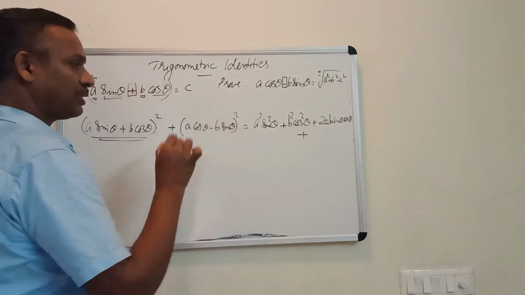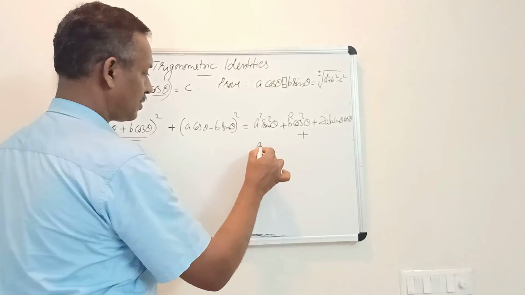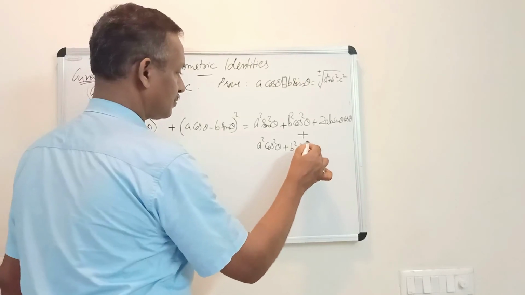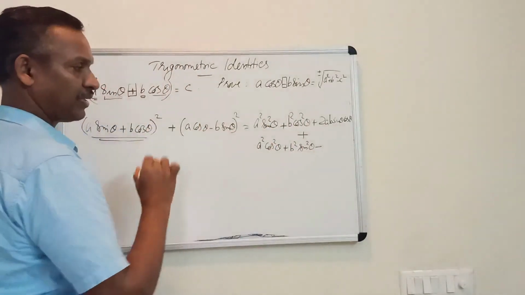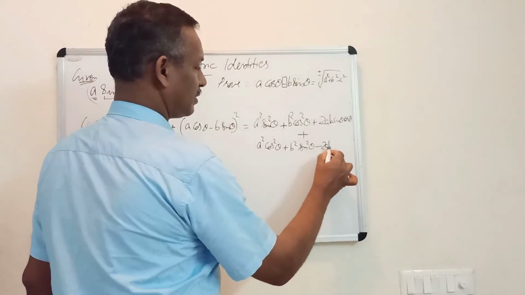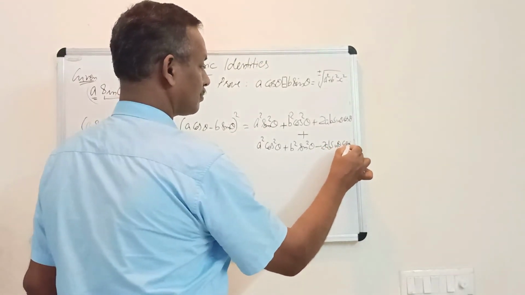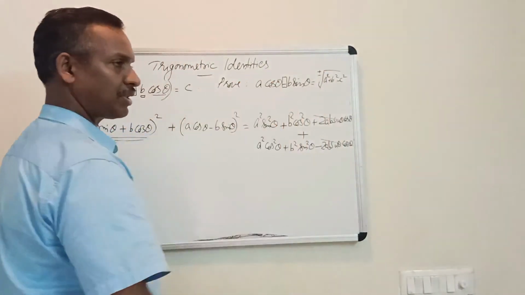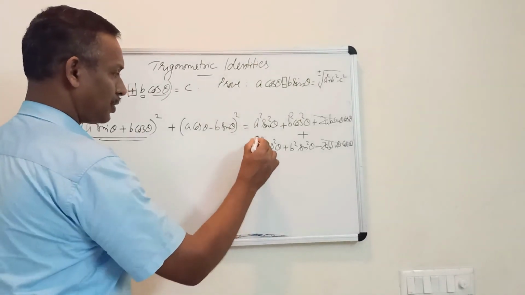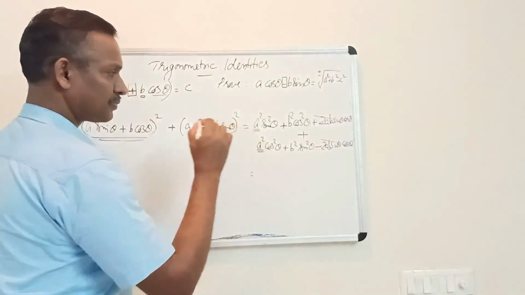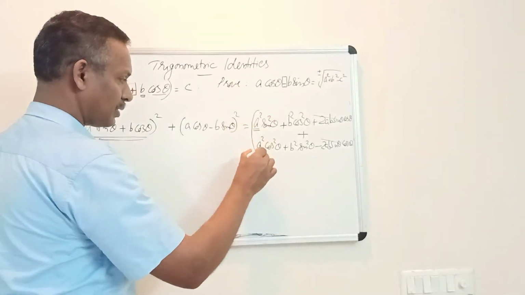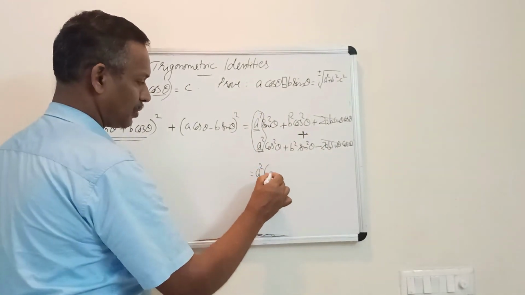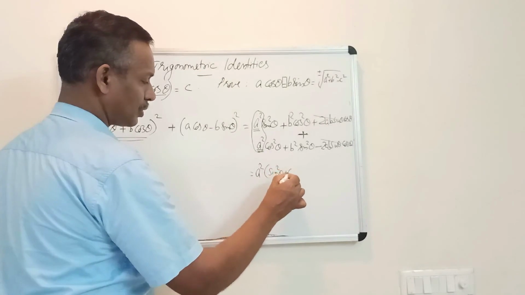Then do the expansion of this. Using a minus b the whole square, you will get a square cos square theta plus b square sin square theta minus, because it is minus, 2ab sin theta cos theta. When you add, plus 2ab sin theta cos theta minus 2ab cos theta sin theta will get cancelled, and you can take a square common. When you take a square common, you will get sin square theta plus cos square theta inside.